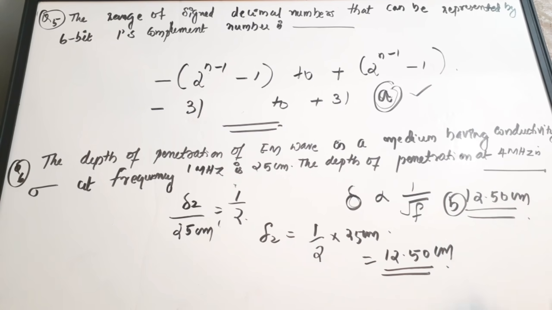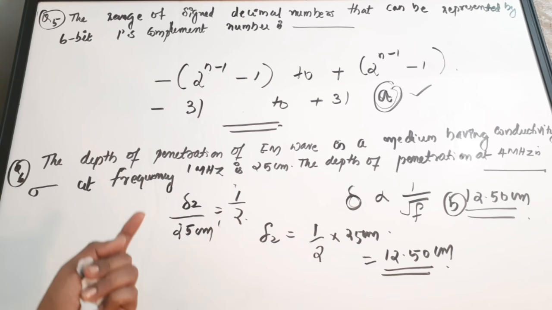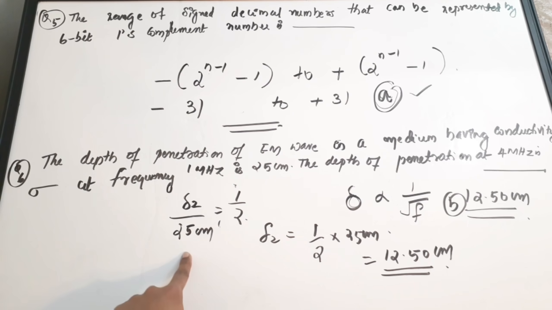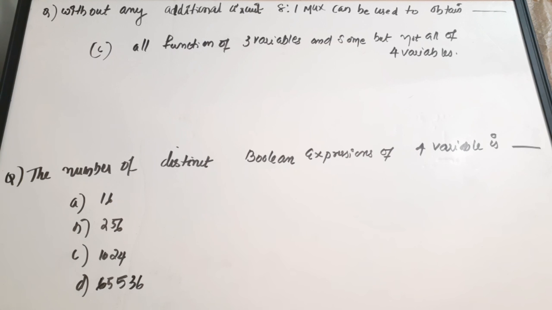So when the frequency is changing from 1 megahertz to 4 megahertz, the depth of penetration is actually decreasing from 25 centimeters to 12.50 centimeters. Correct answer for this question is option B.